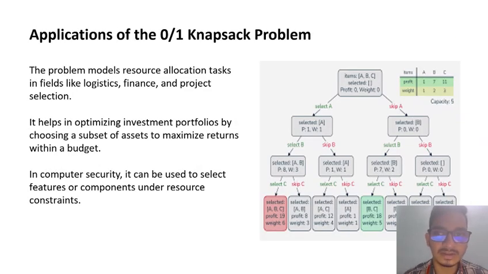Applications of the 0/1 knapsack problem. The problem models resource allocation tasks in fields like logistics, finance, and project selection. It helps in optimizing investment portfolios by choosing a subset of assets to maximize returns within a budget. In computer security, it can be used to select features or components under resource constraints.